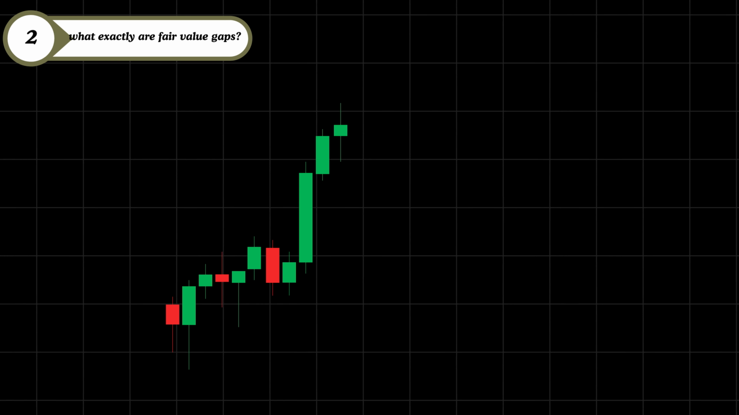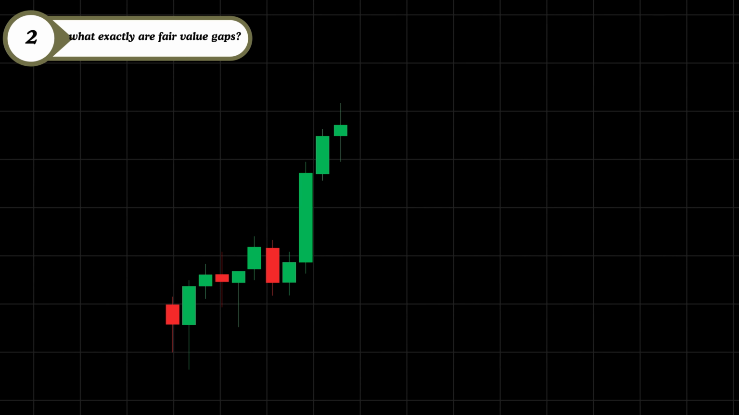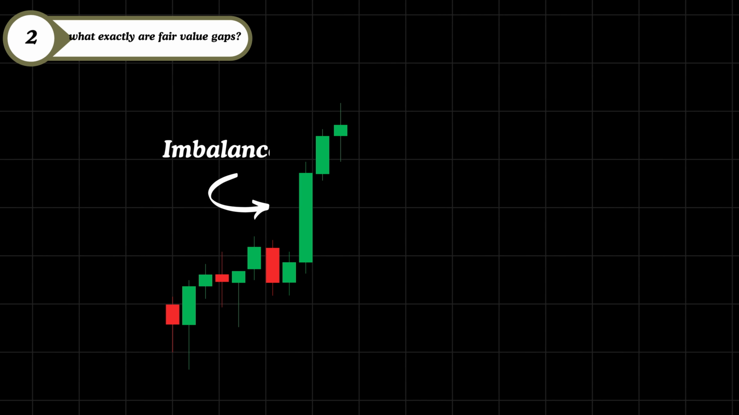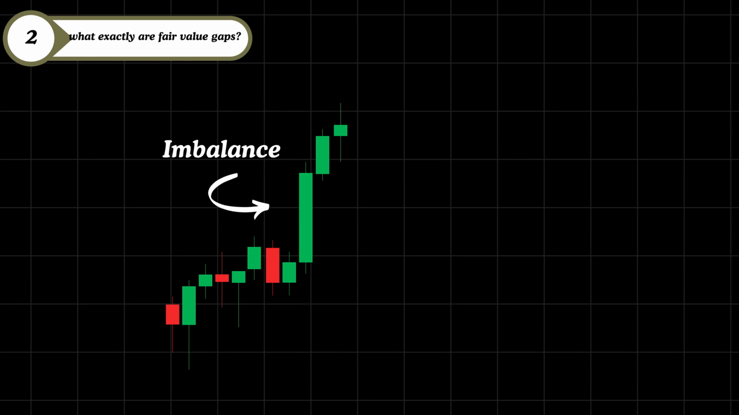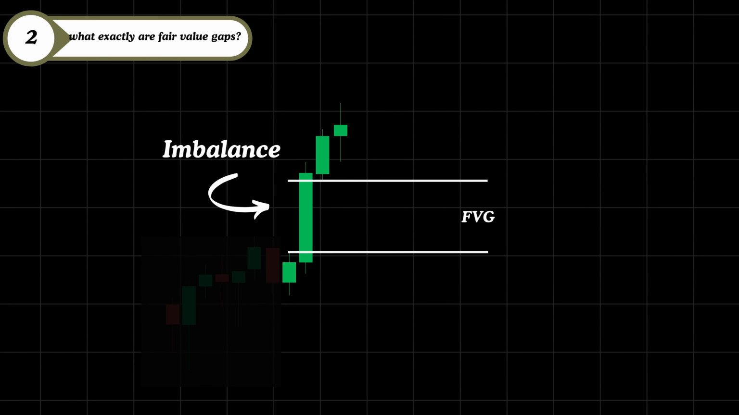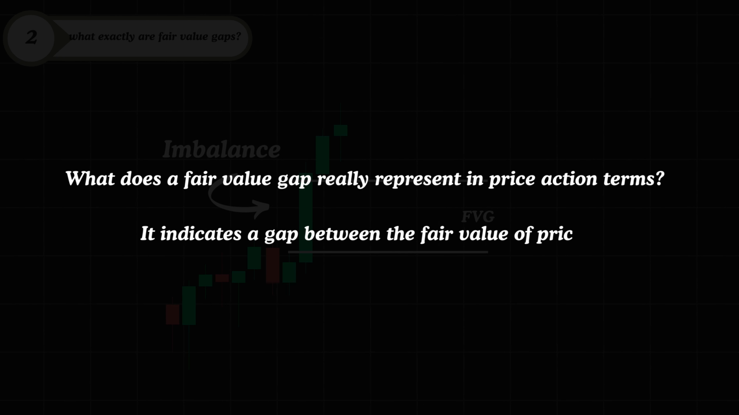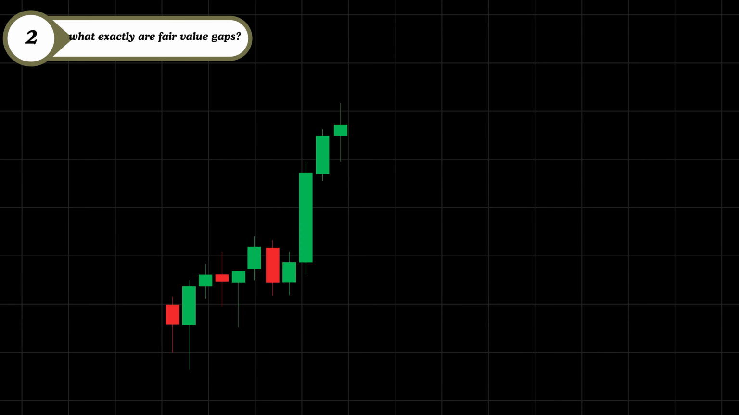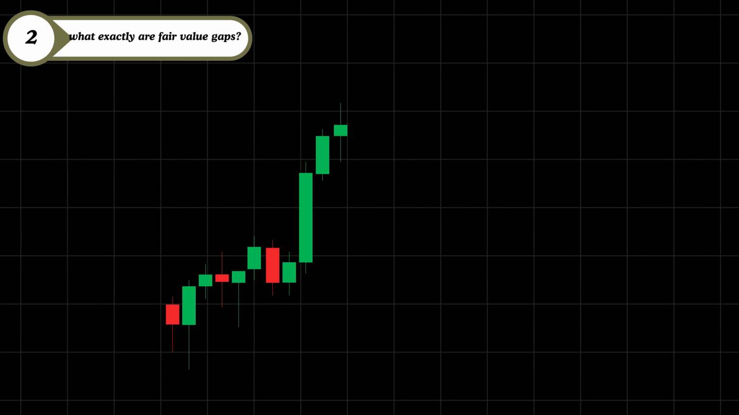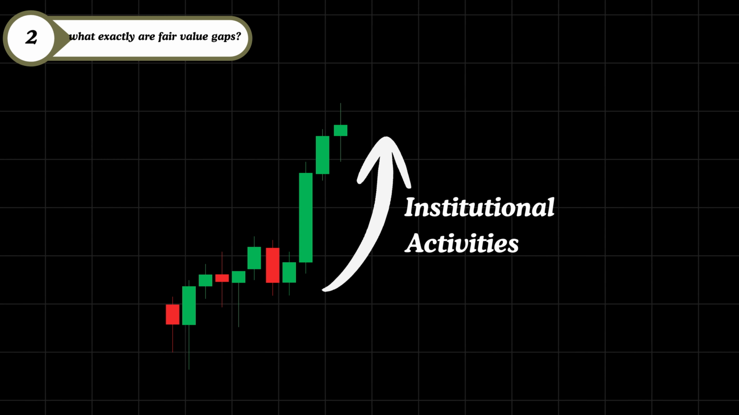So, what exactly are fair value gaps? A fair value gap, or FVG, is a price gap that occurs due to a sudden imbalance between the power of buyers and sellers. It is defined by a 3-candle formation where a gap exists between the wicks of 3 consecutive candlesticks, like this. Now, what does a fair value gap really represent in price action terms? As the name suggests, it indicates a gap between the fair value of price. Strong buying pressure has driven this aggressive movement, often linked to institutional activity, and as a result, price becomes inefficient.